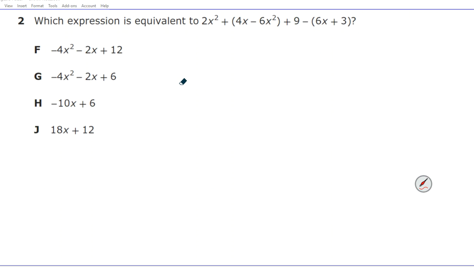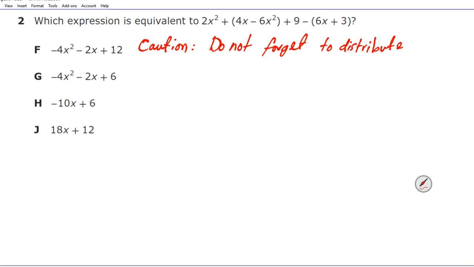Alright, so something to keep in mind, a common mistake most students make when distributing has to do with the minus in front of the parenthesis. So you have a minus in front of this parenthesis, so you want to proceed with caution. The caution here is do not forget to distribute the negative to all terms in the parentheses.